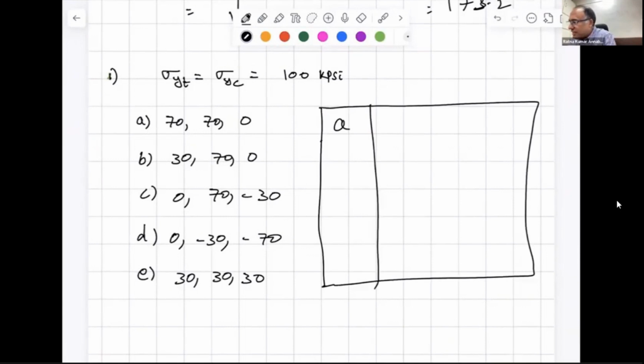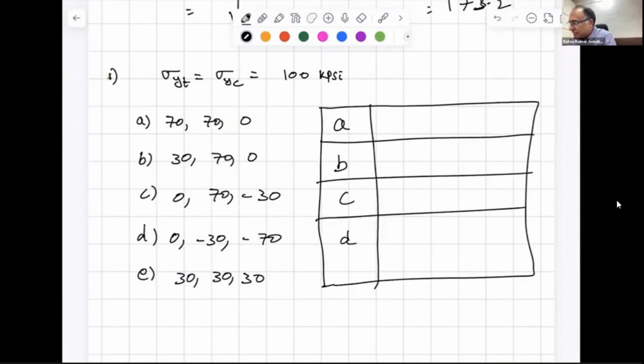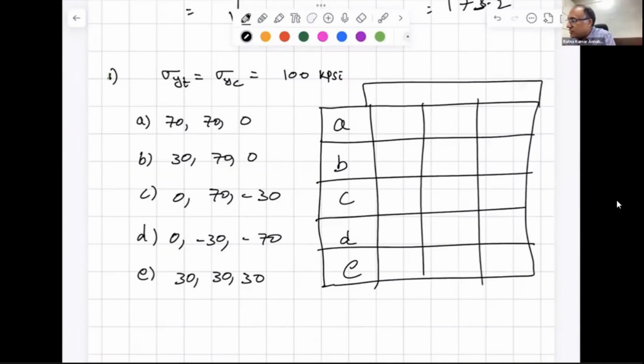This is case A, case B, case C, case D, case E, and here we have maximum normal stress theory, maximum shear stress theory, distortion energy theory. I wanted you to fill in the factors of safety in this table. Can you get started?